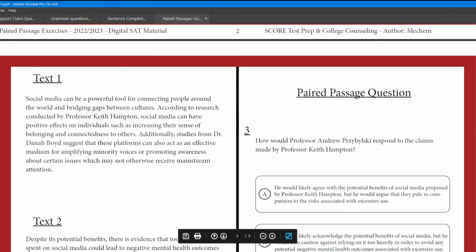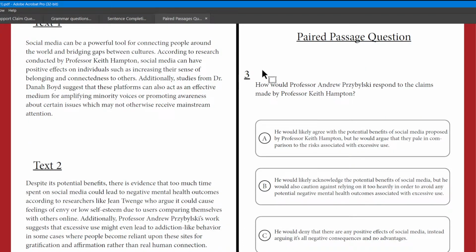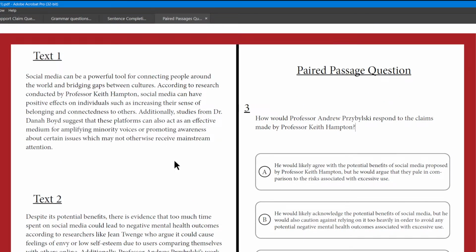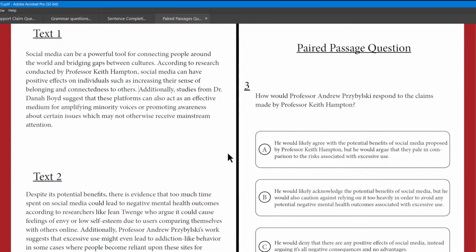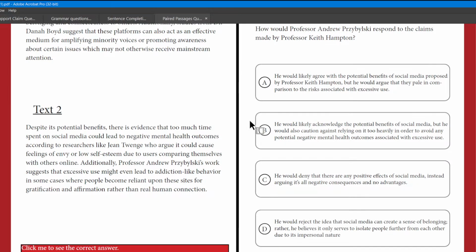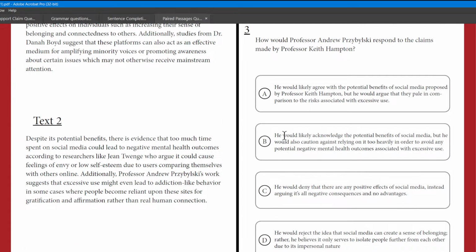I like these. I got B's all around for the next one. Let's see. All right. Przybyłowski responds to Hampton. Hampton, where's Hampton at? He's here. Hampton says, all right, so social media can have positive effects on people. I don't know what social media Keith Hampton uses, but I don't believe him. All right, so you guys are all saying B. Let's take a look at B. Acknowledge potential benefits, but caution against relying on it too heavily. I mean, that seems probably what he would say.